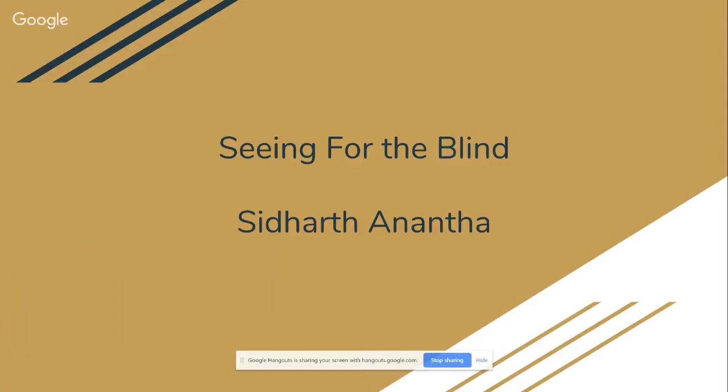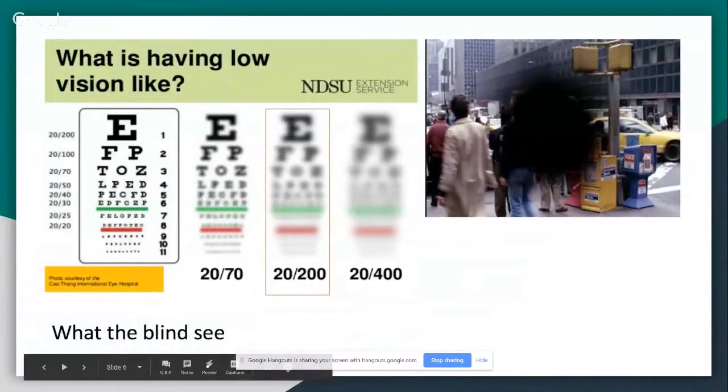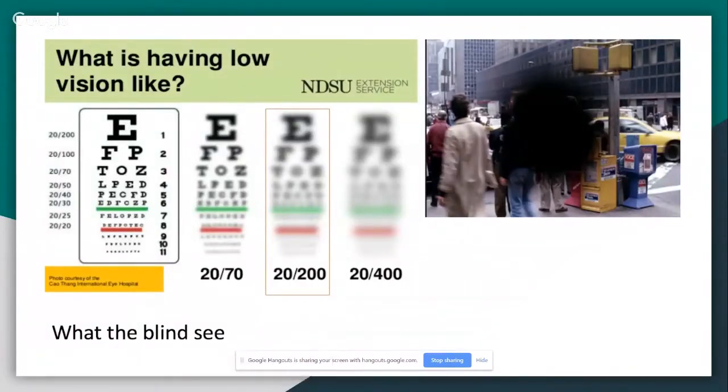My invention is Seeing for the Blind. It is a project that I've been working on for the past 2 years. I started it in the fall of 2016, and now it's the fall of 2018. So let's start off by looking at this image. This is what legally blind people see, and this is when we first identify the problem.